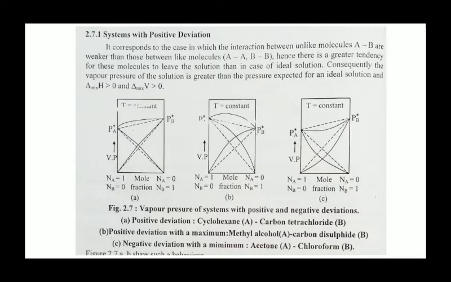See here the vapor pressure of the system with positive and negative deviation. Positive deviation, for example, cyclohexane and carbon tetrachloride. Positive deviation with maximum, for example, in the case of methyl alcohol and carbon disulfide. There may be a chance of positive deviation with maxima, and negative deviation with minima. Examples are acetone and chloroform.